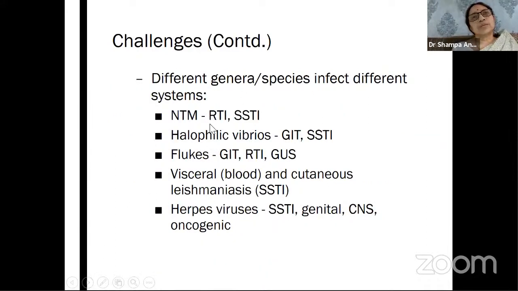Again, the earlier slide showed the same organism infecting different systems, whereas we can have different genera or different species of the same genus infecting different systems. So can we teach NTMs together? No, because Mycobacterium avium intracellulare goes in the respiratory tract, whereas Mycobacterium ulcerans and marinum go in skin and soft tissue. Or for that matter, halophilic vibrios: Vibrio parahaemolyticus comes in the GI tract, whereas Vibrio vulnificus and alginolyticus come to skin and soft tissue. Flukes, we have the liver flukes, the lung flukes, or the urinary schistosomiasis.